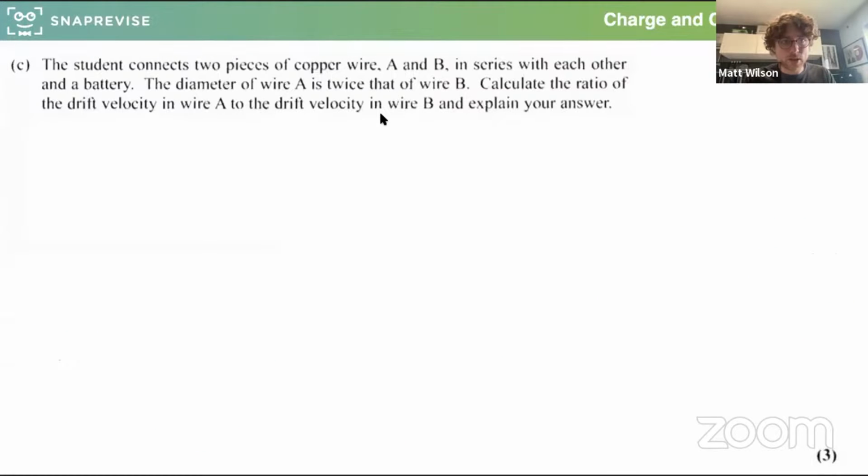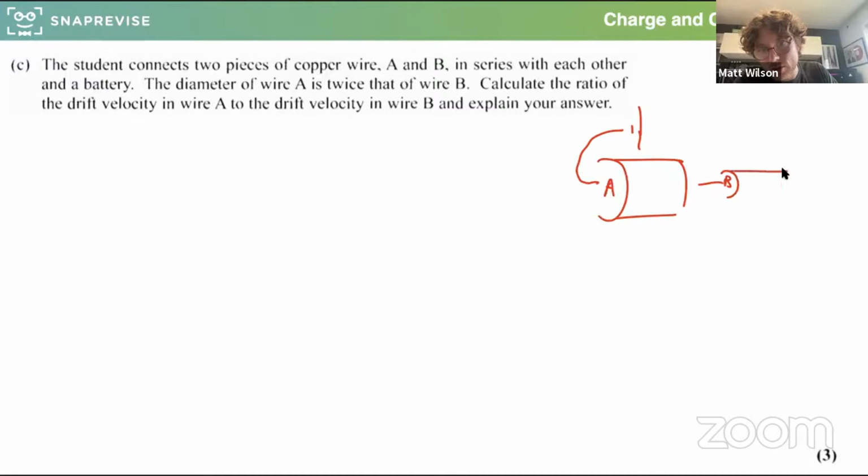This is really pretty. Okay, last question. The student connects two pieces of copper wire, A and B, in series with each other and the battery. Okay, we should draw this. This is a good question, but it's definitely the hardest one that we'll have looked at, especially if you don't like algebra. So we have two pieces of copper wire, A and B, in series with each other in a battery. Diameter of A is twice that of B. So here's A, big piece of wire, and here's B, piece of wire with a smaller diameter.